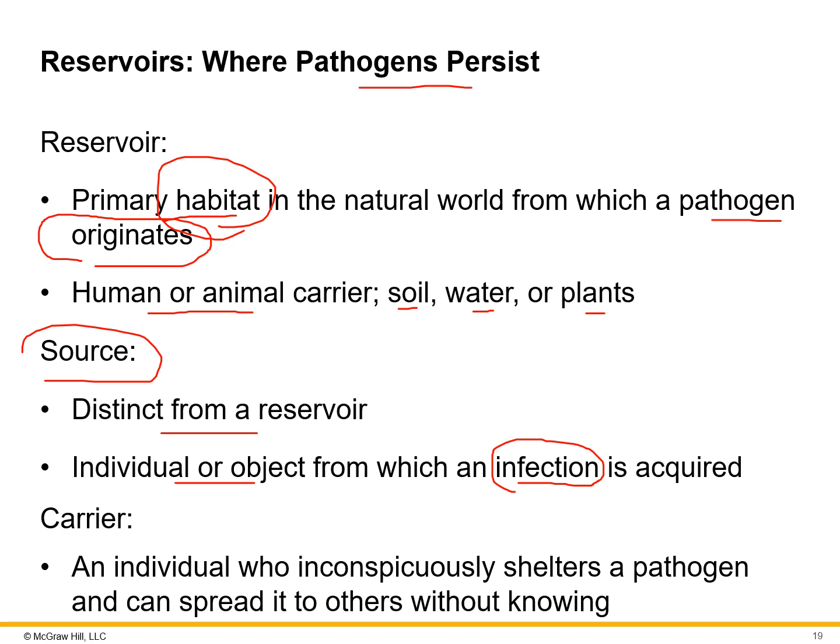And then whenever we're talking about people, we talk about carriers. So this is an individual who is inconspicuous. They don't know they have the disease, but they're sheltering a pathogen. But it can spread without knowing it because it's on them. They're asymptomatic. They don't know they have the disease, but they could definitely give it to somebody else.